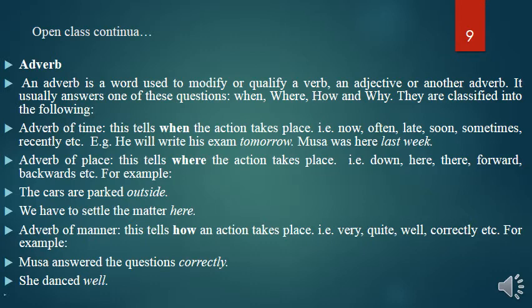The adverb of manner tells how an action takes place. Adverb of time tells when, adverb of place tells where, and adverb of manner tells how the action takes place. For example, she danced well. Well in this sentence is the adverb of manner because it tells us how she danced.